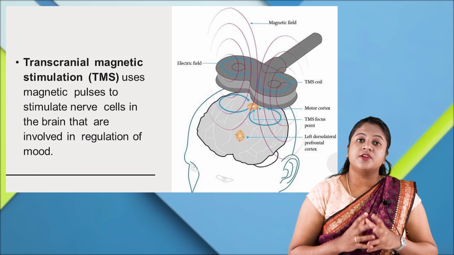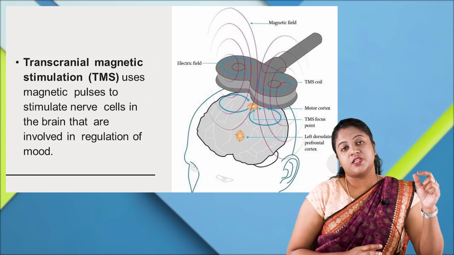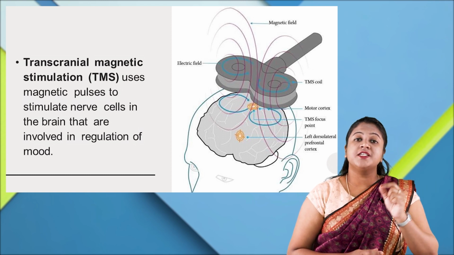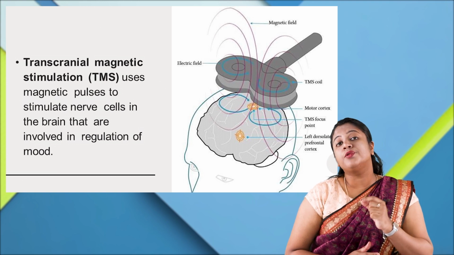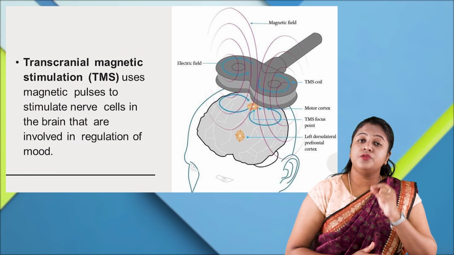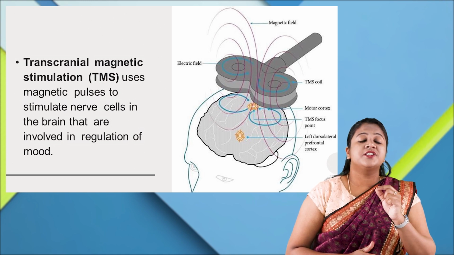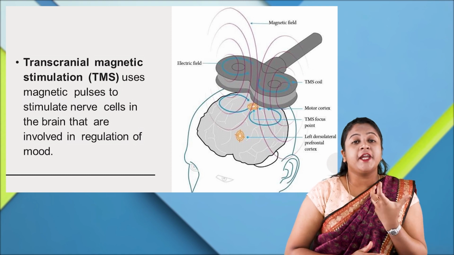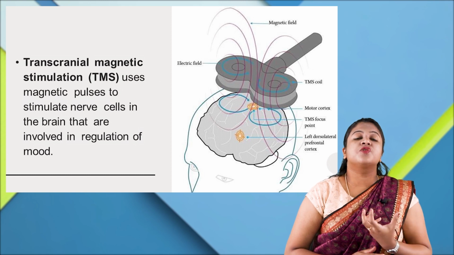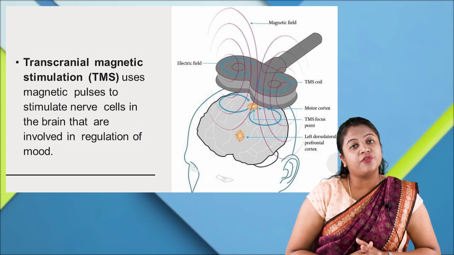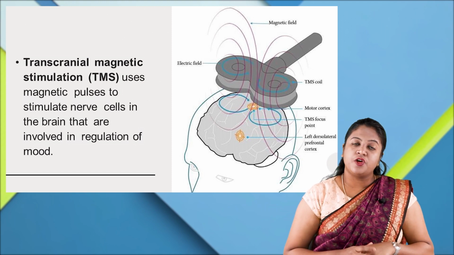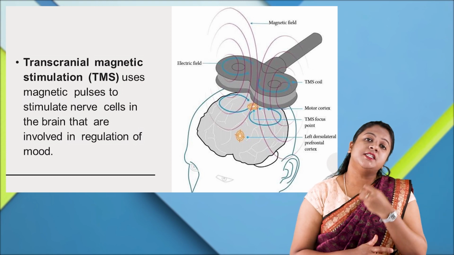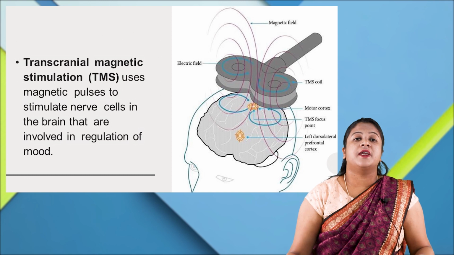The second one is the transcranial magnetic stimulation, which is the TMS. As you know, in depression, there are changes in the brain anatomy, where there is a loss of neurons in certain areas of the brain, right? When there is a loss of neurons, there is no transmission happening. So we pass some magnetic pulses to stimulate these nerve cells, wherein it is going to bring about the regulation of mood in the client. That is the purpose of transcranial magnetic stimulation, wherein we stimulate certain nerve cells so that the mood of the patient can be improved.